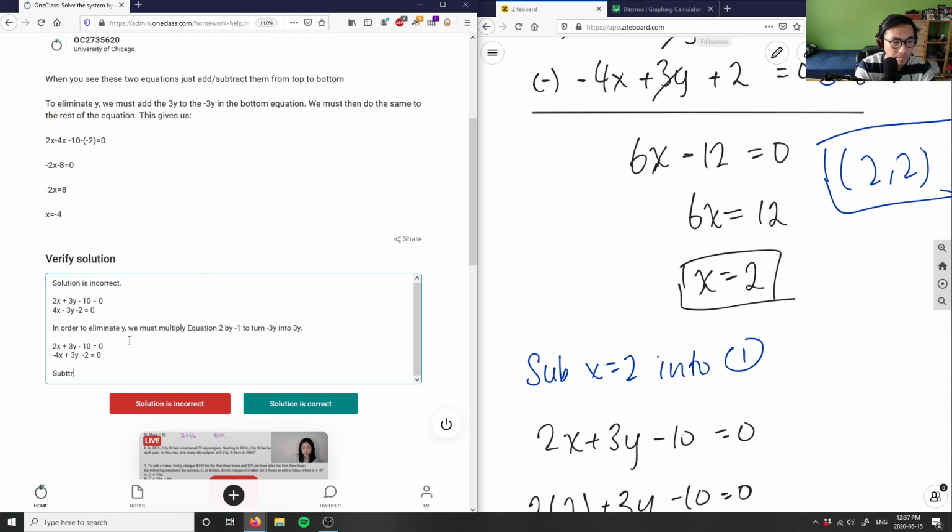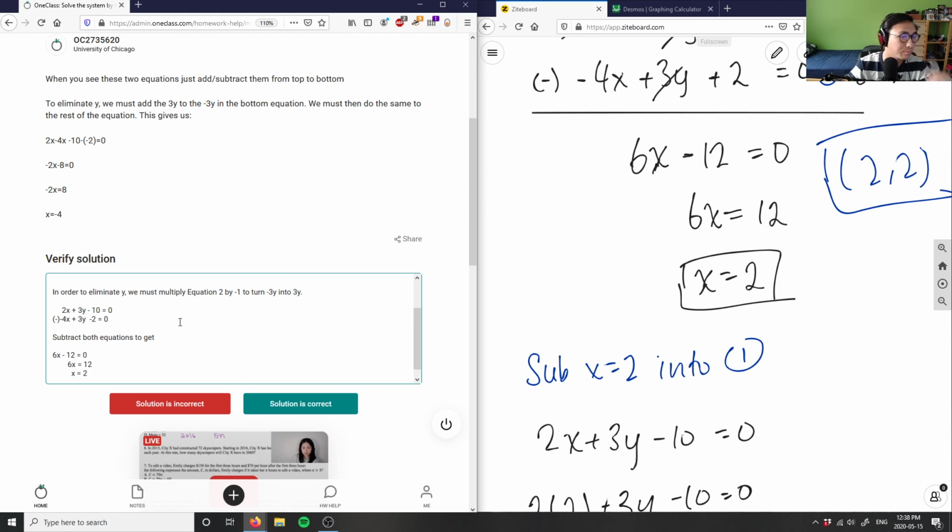Subtract both equations to get, and you get -6, or you get +6x. So I'm going to write a minus sign here to get 6x minus 12 equals 0, and therefore I have x here is going to equal 12, or sorry, 6x equals 12. And then finally I have x here is going to equal 2.